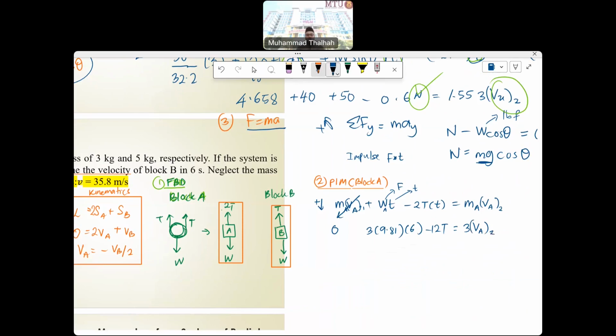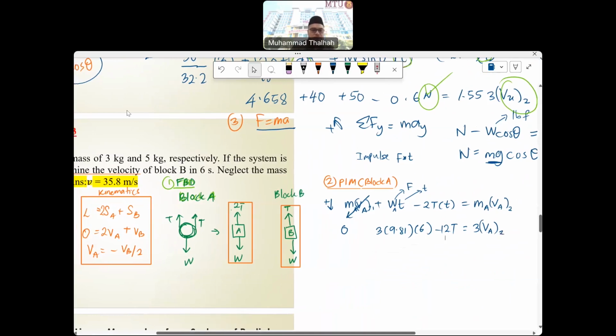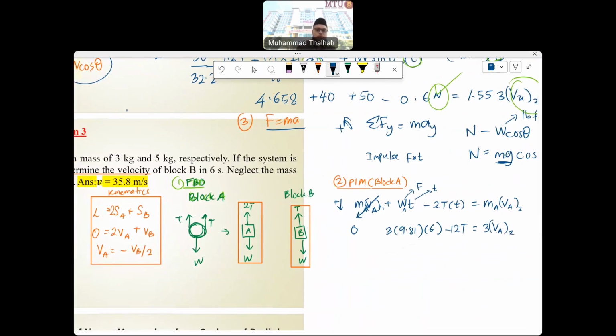So not so pretty. Not so nice, the equation we have here. We have two variables, but one equation. Even the kinematics equation cannot help us. So we have to do one more PIM, principle of impulse and momentum, now for block B. Hopefully this one will give us an extra equation so that we can solve all the simultaneous equations. Now for block B, going down is positive.